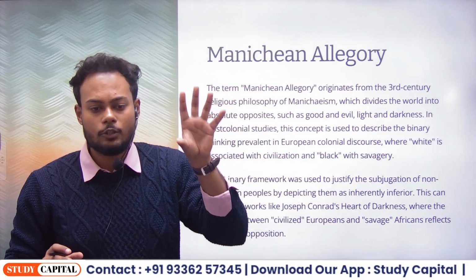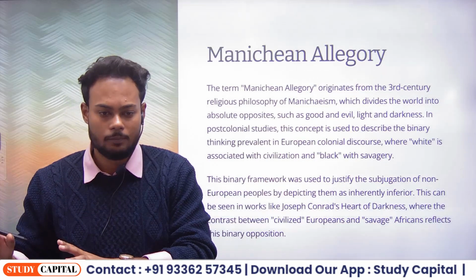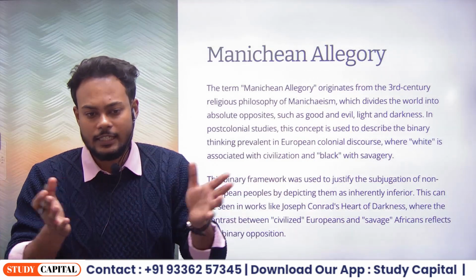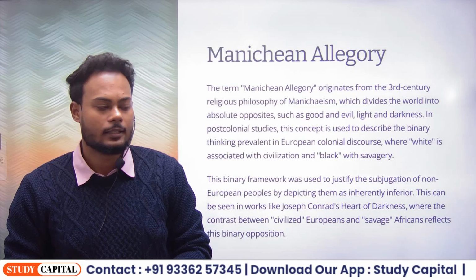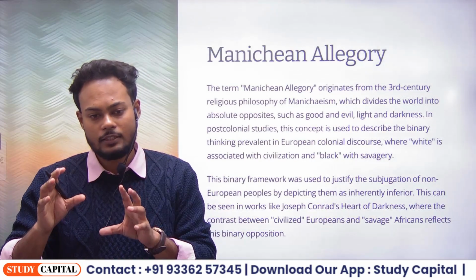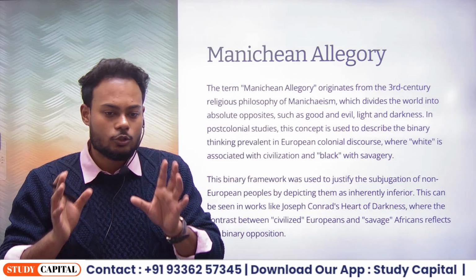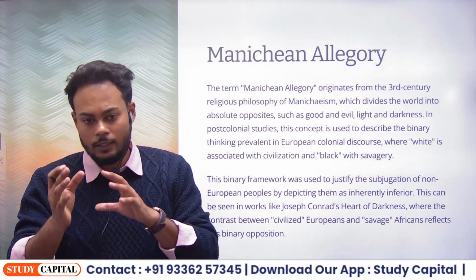So everything that was white, that became good. Everything that was black, that became evil, right? So for example, let's take the example of Heart of Darkness. In Heart of Darkness by Conrad, you see how the Africans are portrayed as savages. And so that also plays into the Manichean allegory.